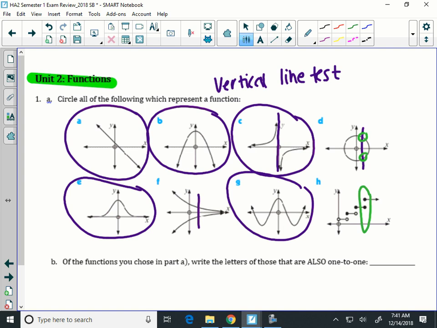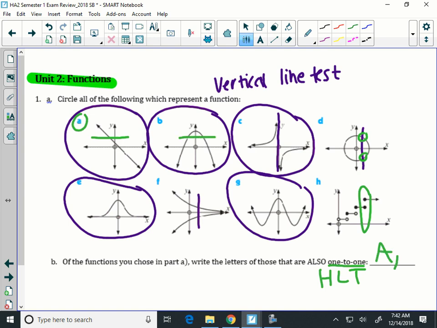Now part B says, of the functions you circled, write the letters of those that are also 1 to 1. Now 1 to 1 means you pass the vertical line test, so you are a function, and you also pass the horizontal line test. So the graphs that pass the horizontal line test would be A here.